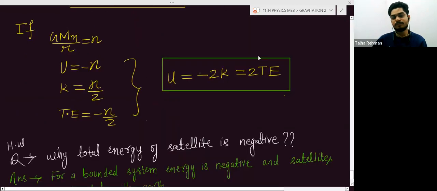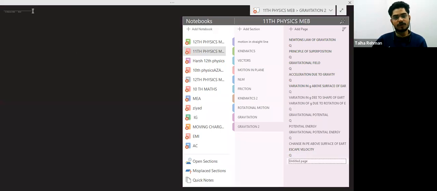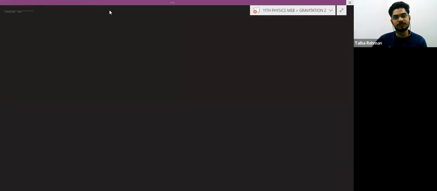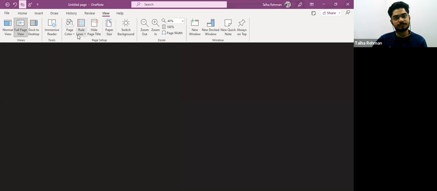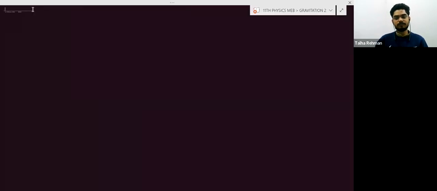Kepler's law of planetary motion. We will discuss Kepler's laws of motion. Three laws are given by Kepler. Kepler's laws of planetary motion.